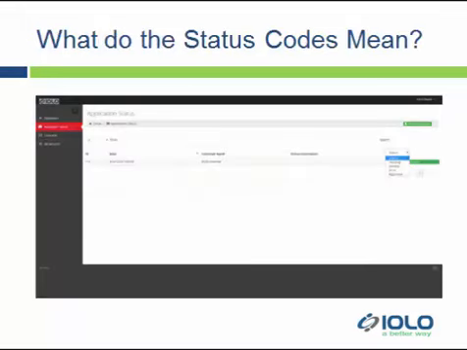The application status code will change as the application is reviewed by the IOLO team. Pending means that the application was just submitted and is being reviewed. Approved means that IOLO has approved the customer and you can click on Approve to continue to the next step. Hold means that IOLO needs additional information from the customer to complete the application process. Declined means unfortunately IOLO has reviewed the application and is unable to approve the consumer at this time.